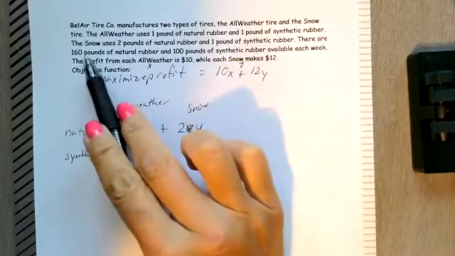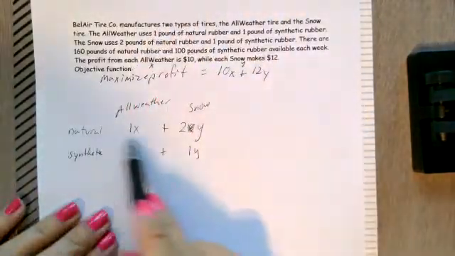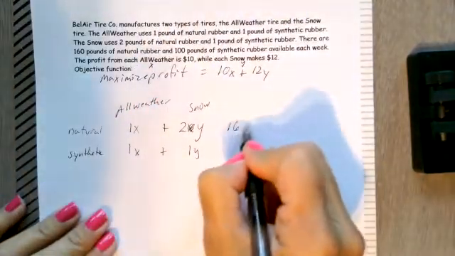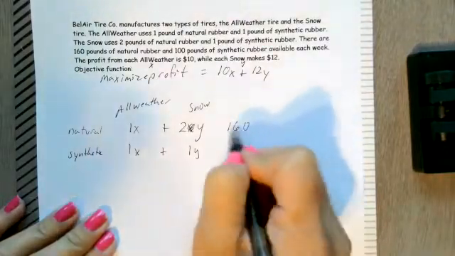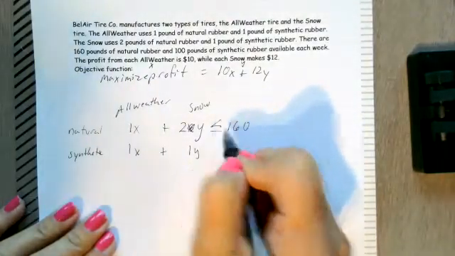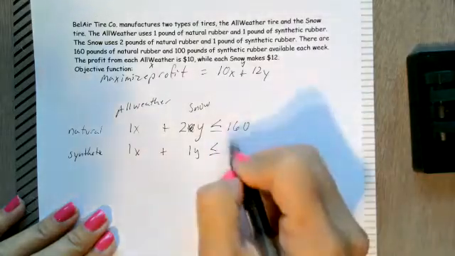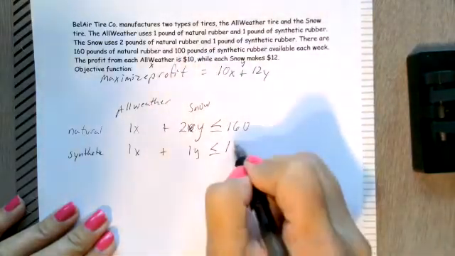I have 160 pounds total of natural, so that's going to be this. And this is a maximization problem, so I can't work with more material than I have. It has to be equal to or less than. And the synthetic is 100 total.